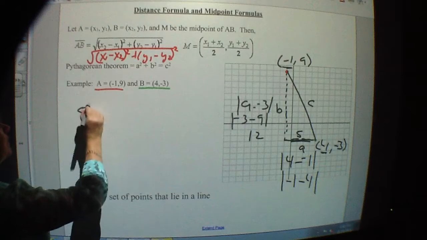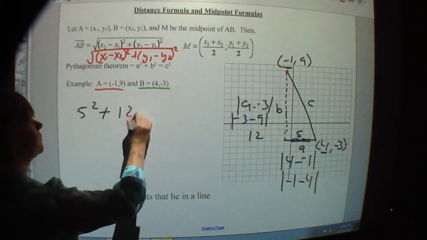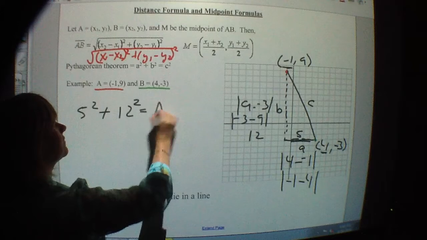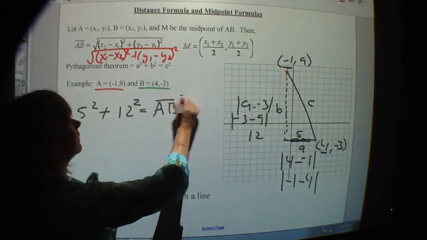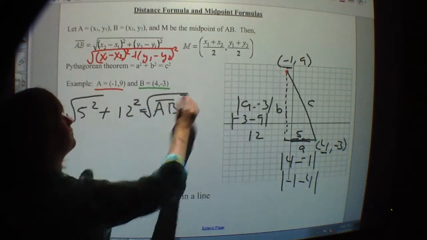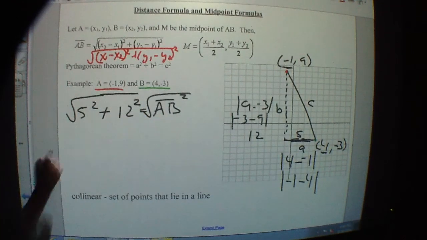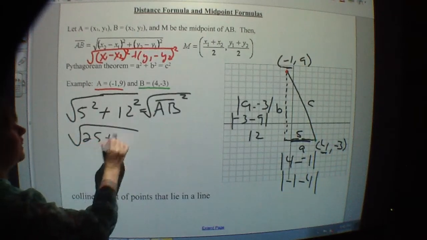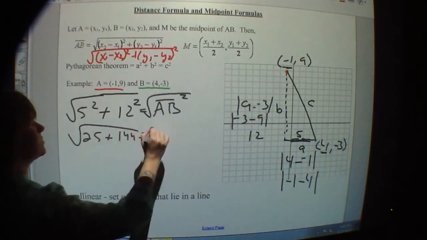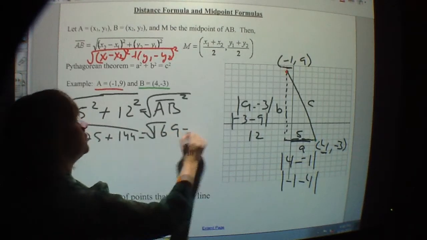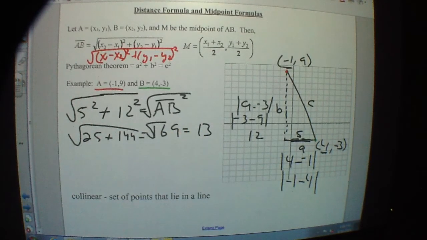Okay? So if I take 5 squared plus 12 squared, I will get the distance from A to B squared. So if you want to figure it out, it would be 25 plus 144 is 169, which is 13. Or some of you might have remembered that from geometry. One of the triangles that maybe your geometry teacher had you memorize, 5, 12, 13.